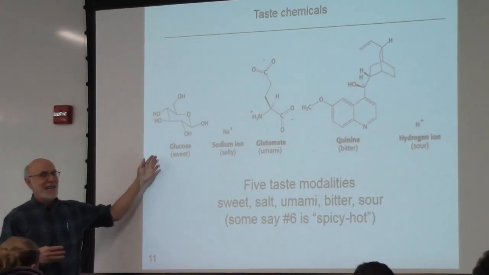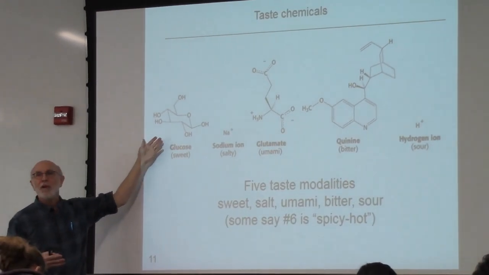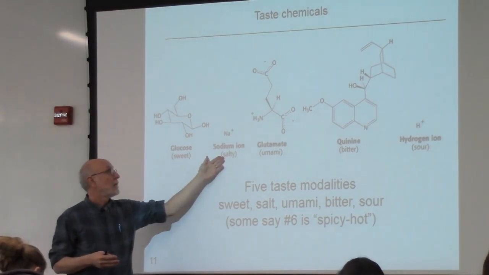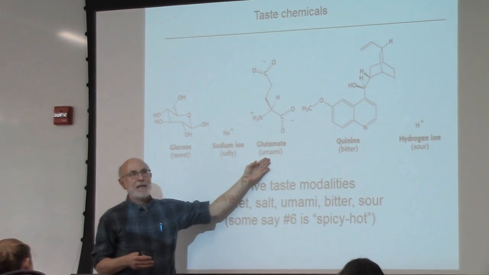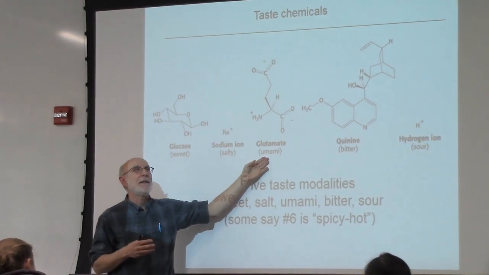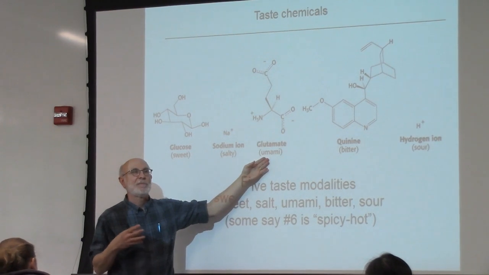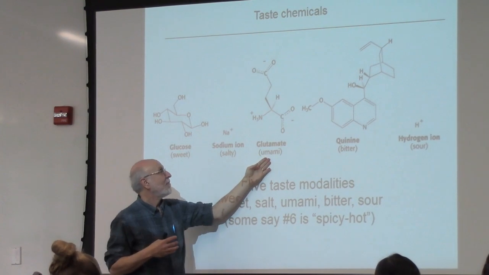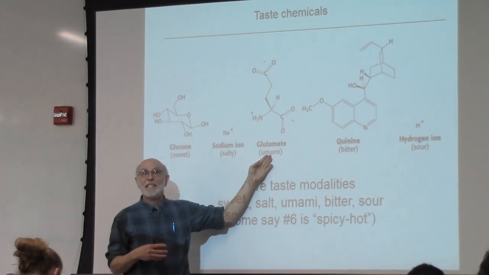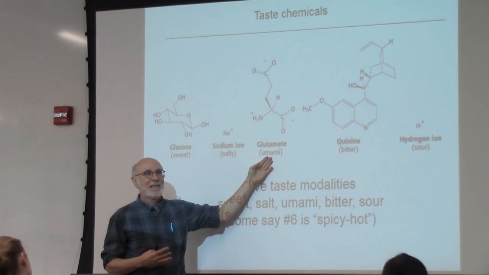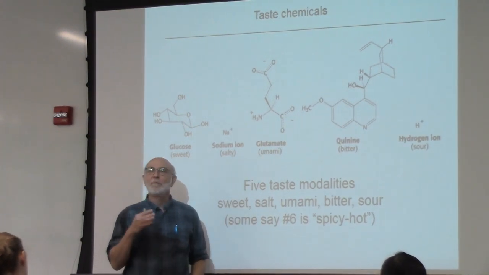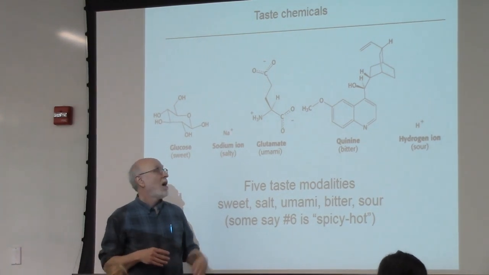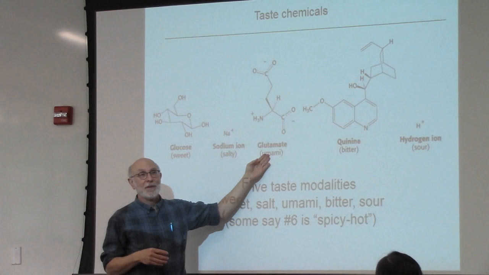So there's the taste of sweetness, not just glucose, of course, anything that tastes sweet, and salty. Umami is the Japanese word for delicious or savory, and it's actually the taste of glutamate. So when they put monosodium glutamate into food, they, hopefully not you, are trying to activate your umami receptors.